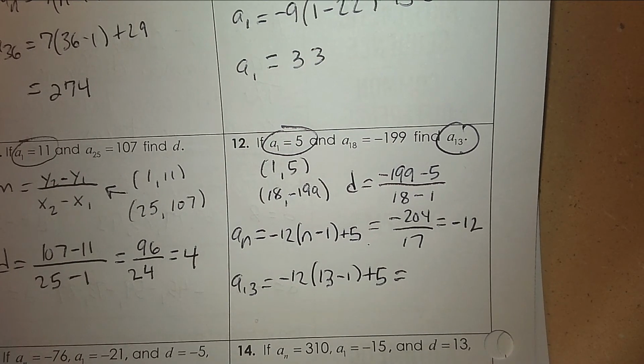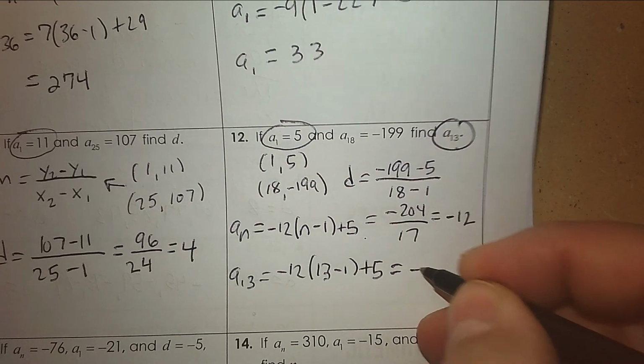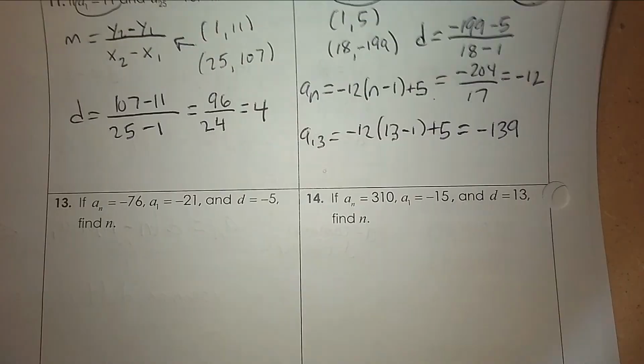The key was, can you use the slope formula to find the common difference, and then it should get easier. Did you get the answer negative 139? Okay, try number 13.